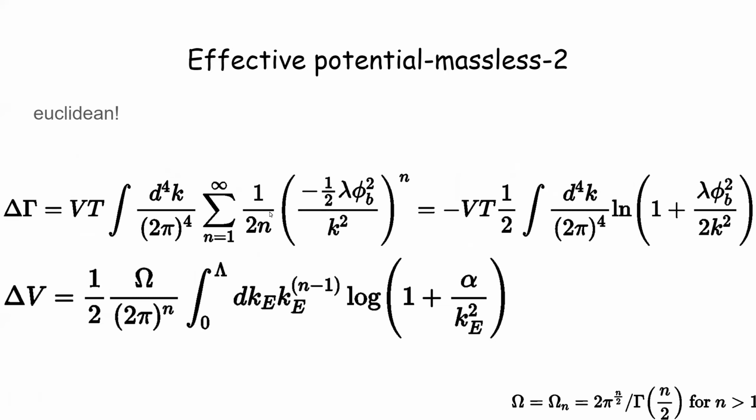Summing all such rings, we find that the effective action is explicitly summable. The expression for the effective action, or effective potential, which is in fact the same, can be explicitly summed into some logarithmic integral, and in n-dimensional space-time it can be defined like this, where alpha is just lambda phi_b squared.